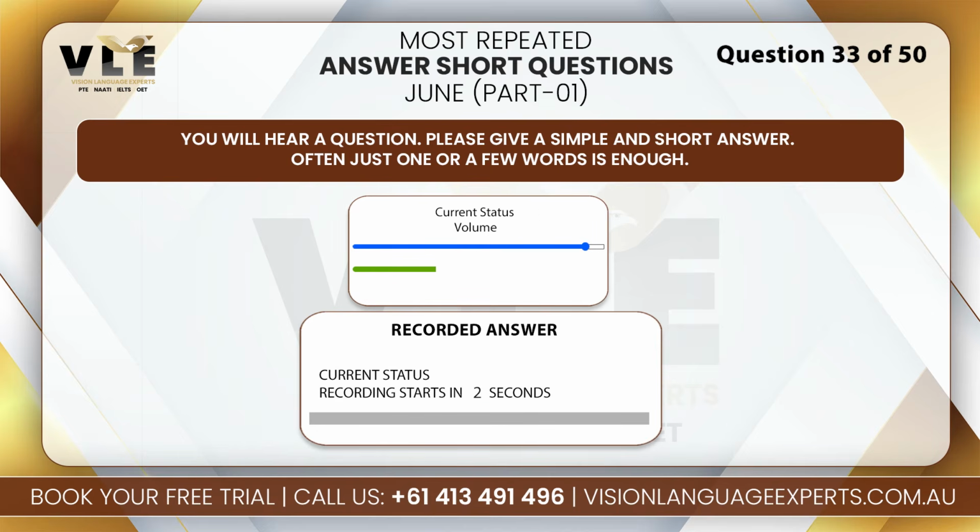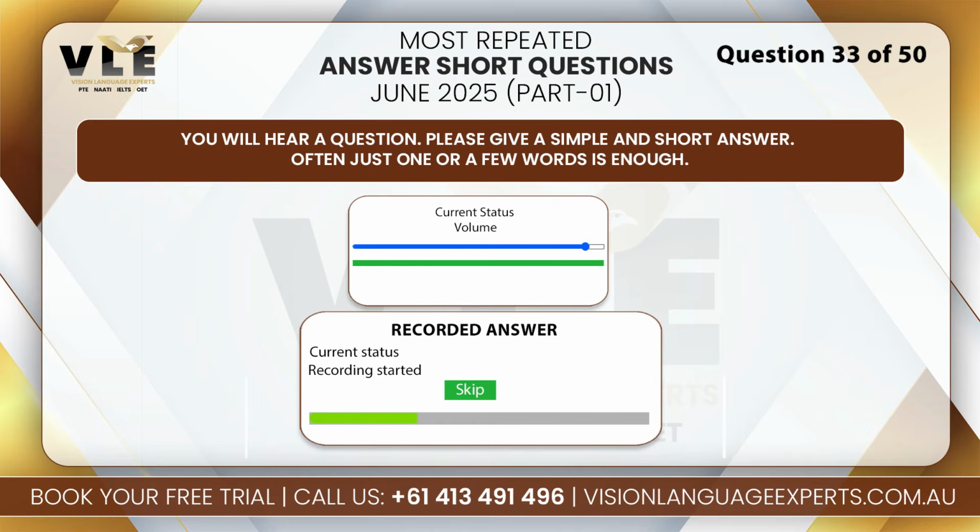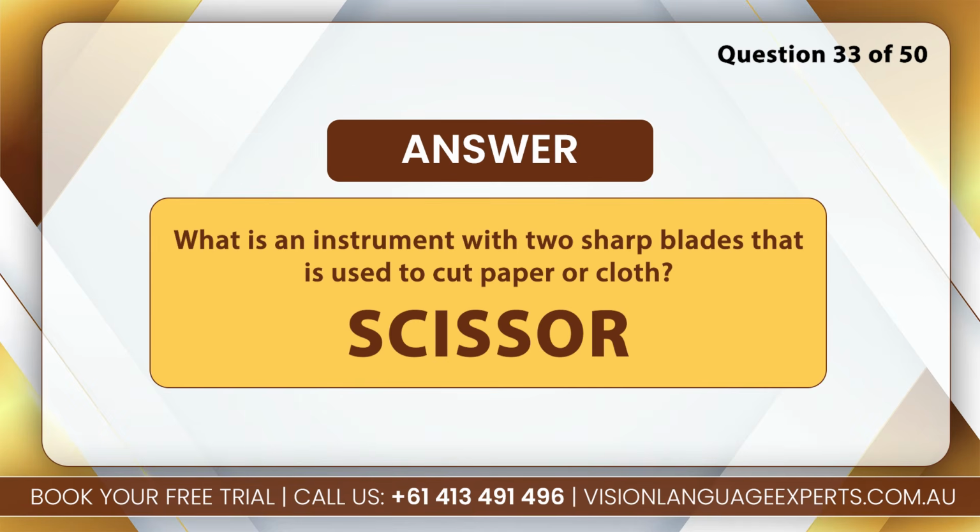What is an instrument with two sharp blades that is used to cut paper or cloth? Scissors.